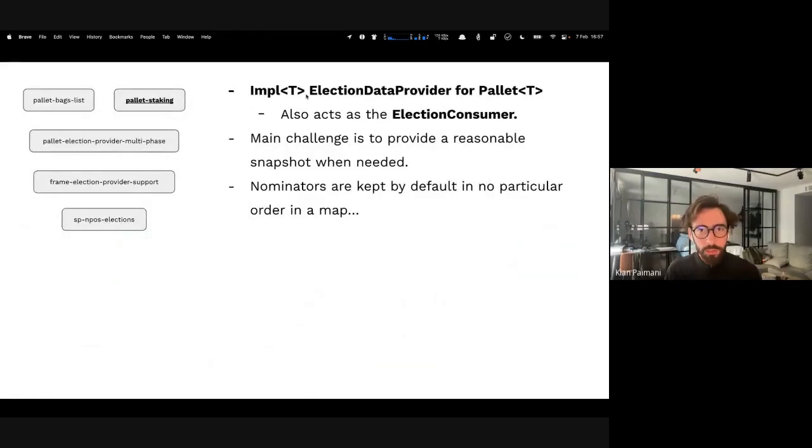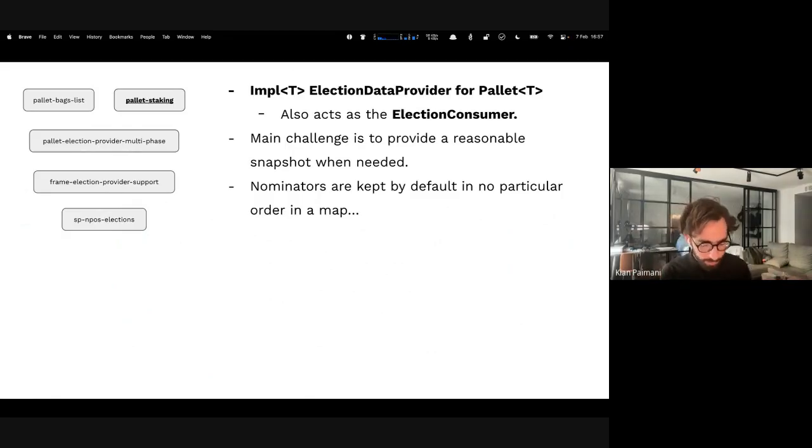Finally, we have pallet staking, which is an implementation of the election data provider. It also acts as the election consumer, but you can pretty much forget about that abstraction anyway. The only detail I want to go into is that being the election data provider is not 100% trivial, because, to summarize, you want to be able to have your nominators in a sorted way. So if you have 100,000 nominators, but the election provider only asks for 20,000, you can give them the good 20,000 nominators.